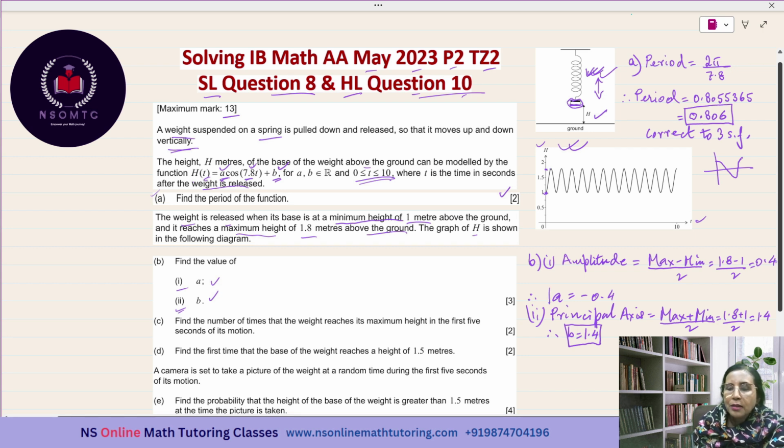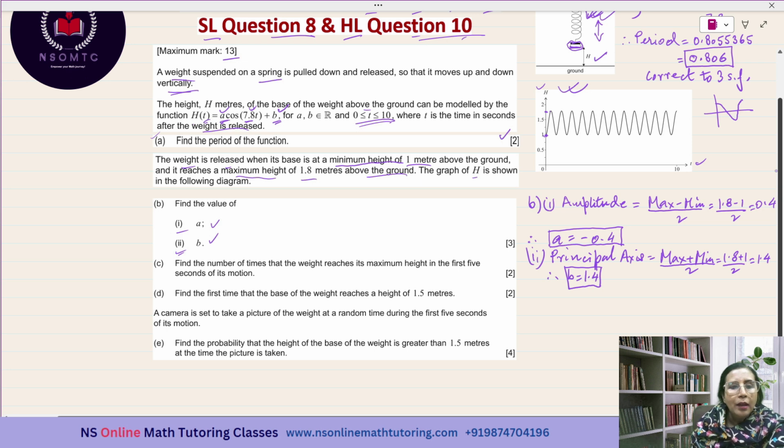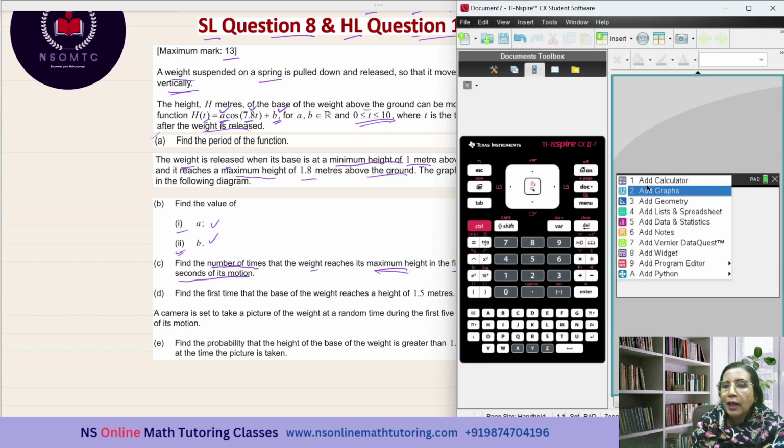This is the A value. So we have answered subpart B. Coming to subpart C: Find the number of times that the weight reaches its maximum height in the first 5 seconds of its motion. Okay, so we go to the calculator and it is add graphs.